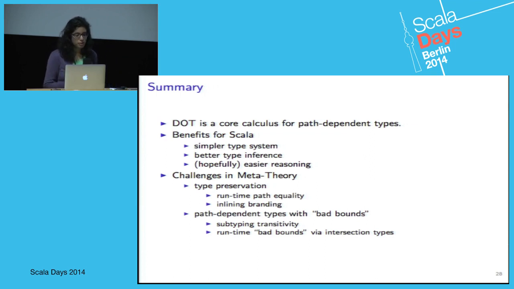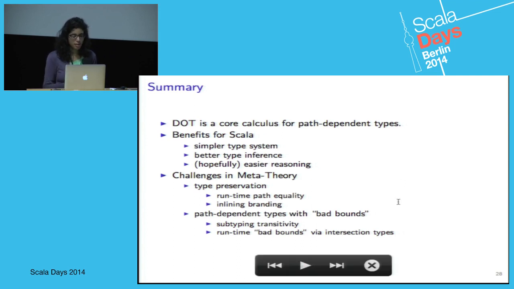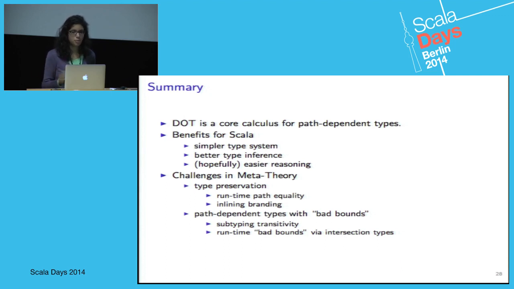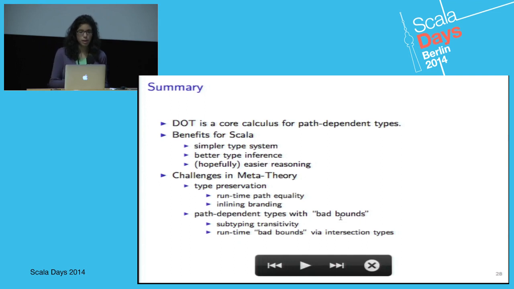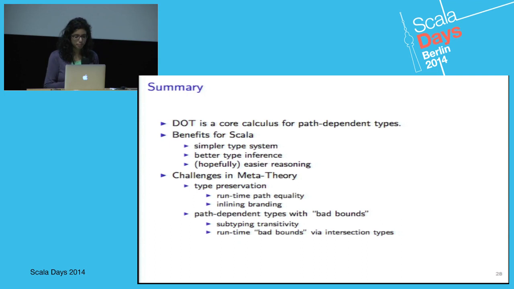And I showed you some challenges in the meta theory. So type preservation is tricky because you have to take into account path equality. I showed you this example with inlining branding, which shows that sometimes inlining seems to lose type information. And then path-dependent types with bad bounds. So the question is, what do we do with this? It shows up in subtyping transitivity, and if we admit subtyping transitivity and path-dependent types with bad bounds, we kind of collapse our types, right? And I showed you that it's possible to get these runtime bad bounds via intersection types, even though statically you don't see them. All right, so I'll conclude here, and I'm happy to take questions.